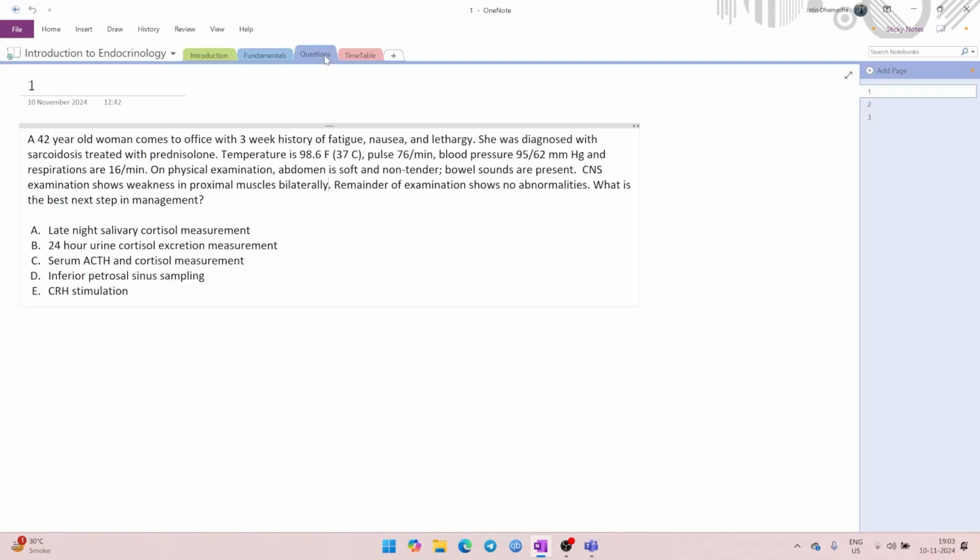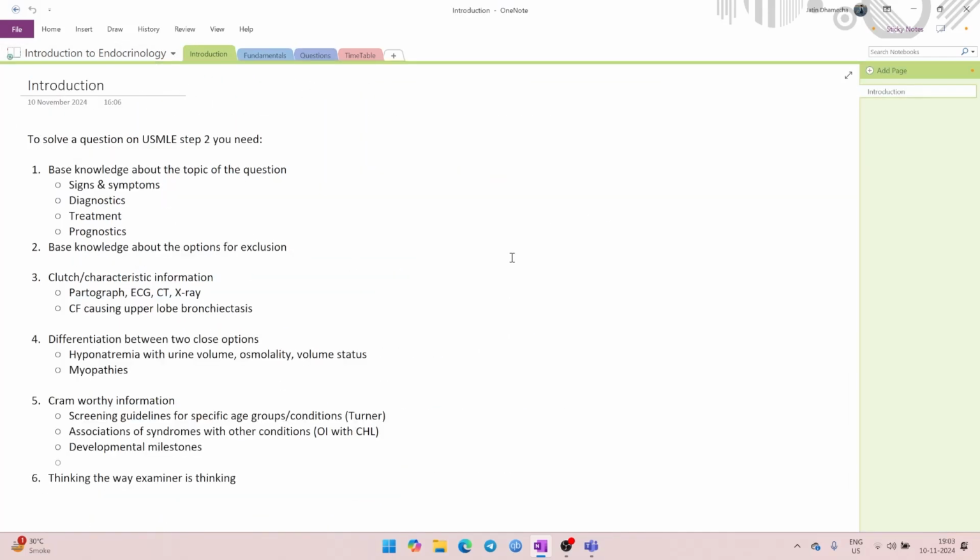Before we go through the theory, I will show you three questions that are very representative of the exam. So these are the kind of questions that you will see in your step two. Our main focus will be on these things: signs, symptoms, diagnostics, and treatment. And lastly, prognostics of the condition that is being asked in the question itself.